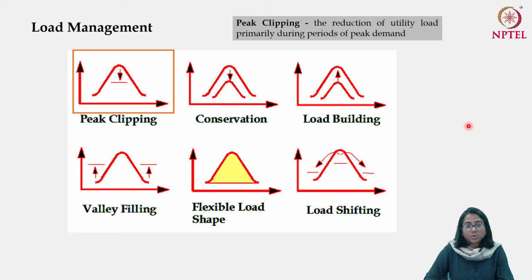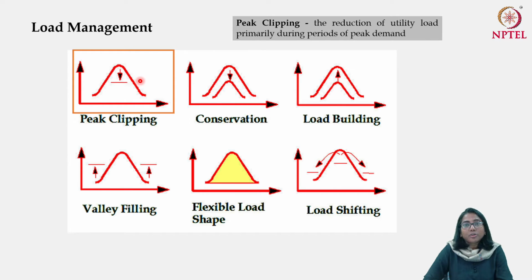Other than shifting load, there are many ways the load can be managed. So this is about the management of load. We'll have a quick look at 6 of them. First, to start with, peak clipping. So if this is the load curve that you have, this is the peak. And as I have said, it's very important to have a lower peak because that determines the size of your power plant, right? So you want to reduce the peak. How can you do that?